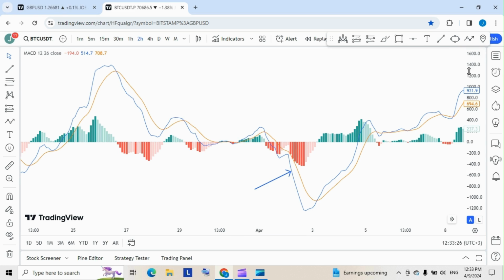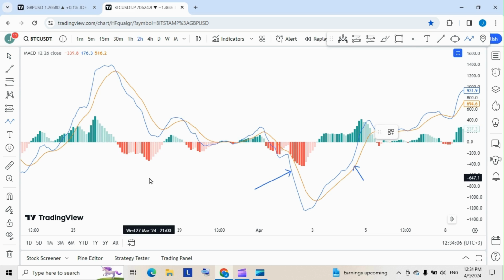Then you move to the second. You move to this orange line. This orange line where this arrow is pointing is called the signal line. The blue line is called the MACD line, and the orange line is called the signal line. Just try to know these two. Then we move to the next one here.